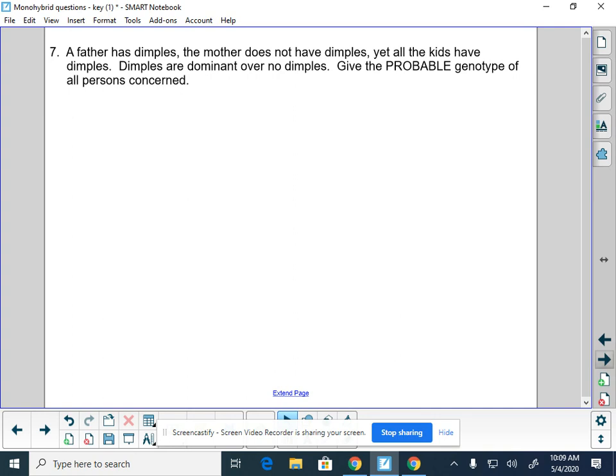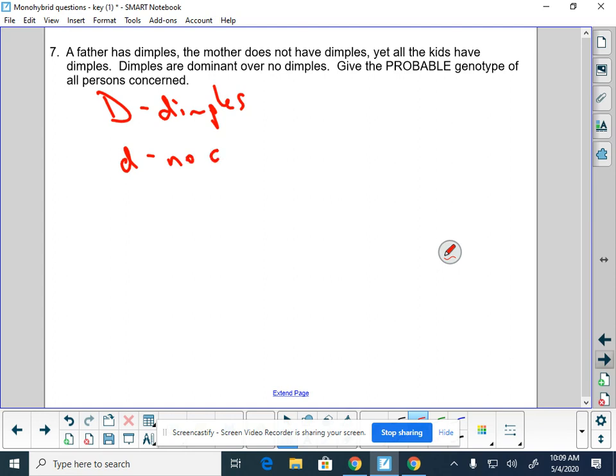Last one. A father has dimples, mother does not have dimples, yet all the kids have dimples. Dimples are dominant over no dimples, lowercase d. A father has dimples. We know the dad's got to be at least one big D. And the mother does not have dimples, so we know she's homozygous recessive. Yet all the kids do have dimples. So we know that the kids all got a lowercase d from mom.